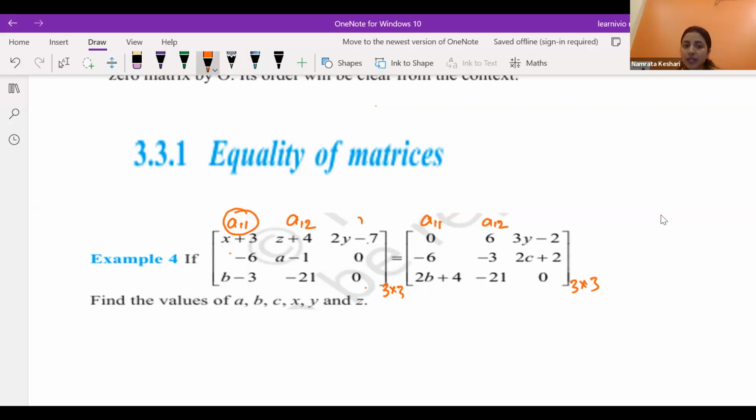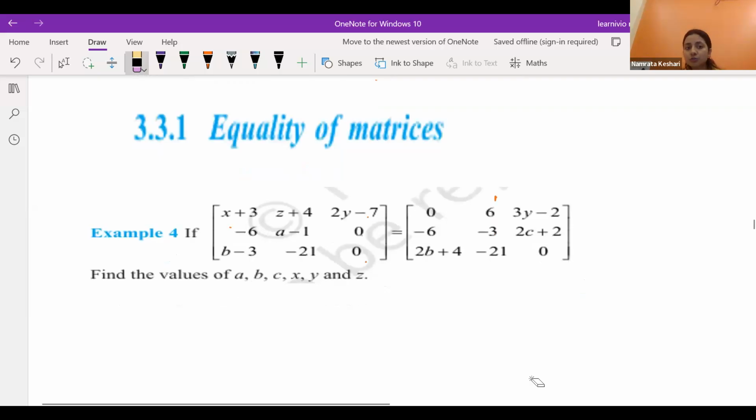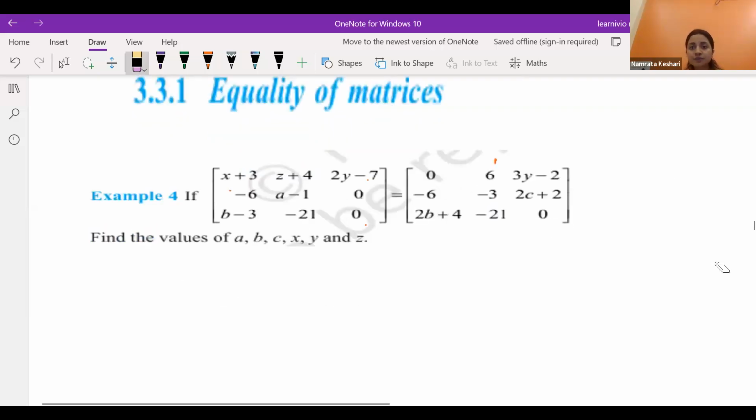You will be comparing A13 over here with A13 over there. After doing the comparison, you will be able to find the values A, B, C, X, Y, Z. You will be getting so many equations from here, and we need to solve all those equations to get the unknowns. So let's do it. X is -3. Perfect.